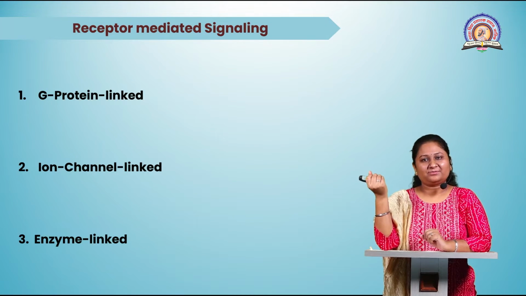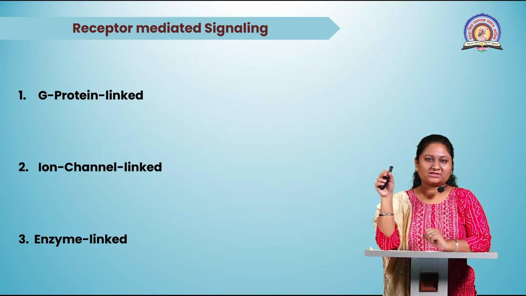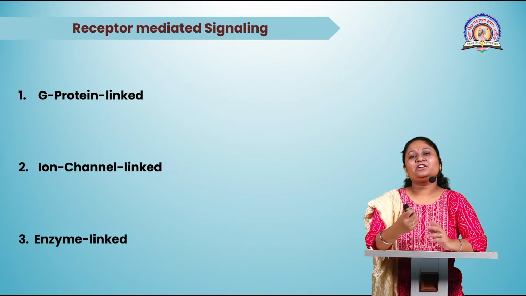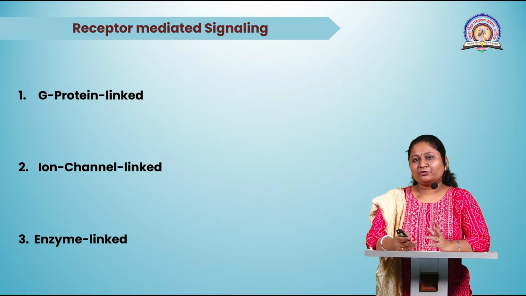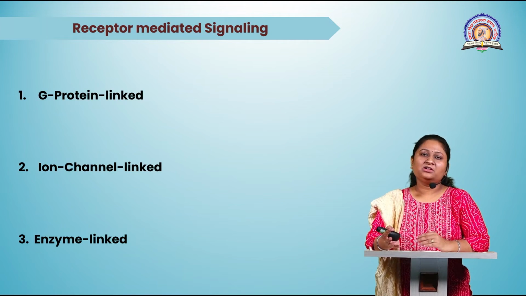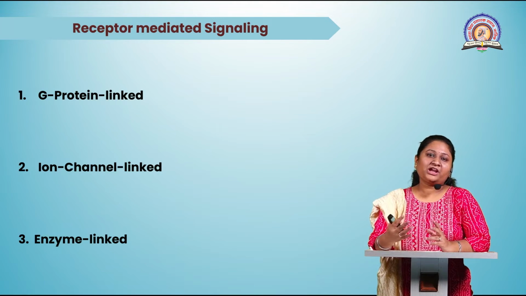So what are these receptors? Receptors are the molecules present on the cell surface which help the signaling molecules to bind to the cell. As we had already studied, there are different kinds of signaling molecules, hydrophobic or hydrophilic. Hydrophilic molecules cannot directly pass through the cell membrane without the help of carrier proteins or channel proteins. So they have to bind to some kind of receptor.